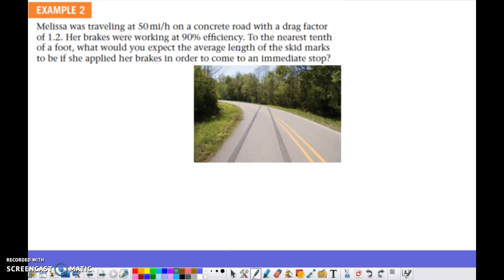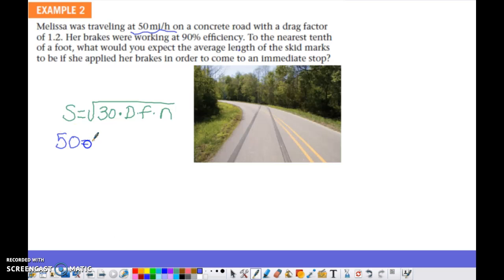So if we think back to our formula, S is equal to the square root of 30 times D times F times N. Here we're trying to find the length of the skid mark, so we are trying to find D in our formula. That means we have to plug in what we know. The speed is already given to us. It says she's traveling at 50 miles per hour.